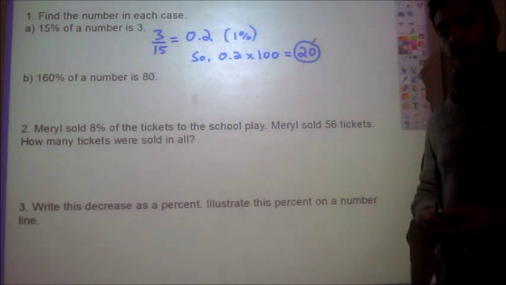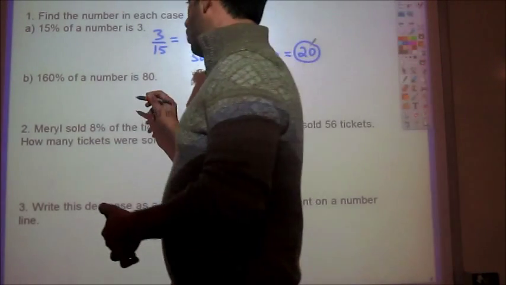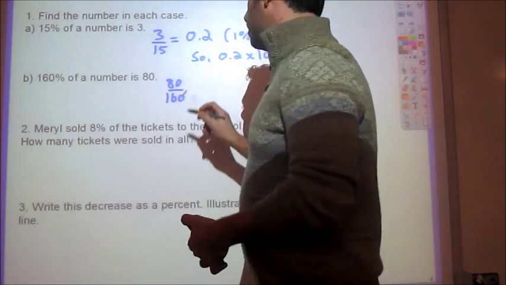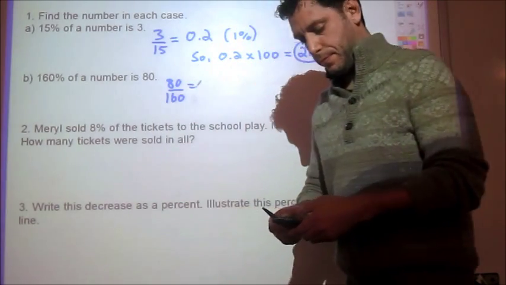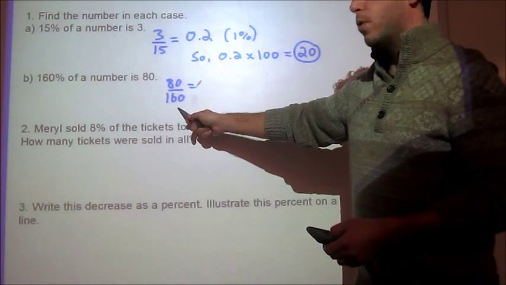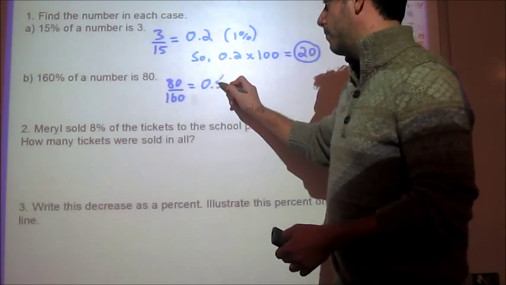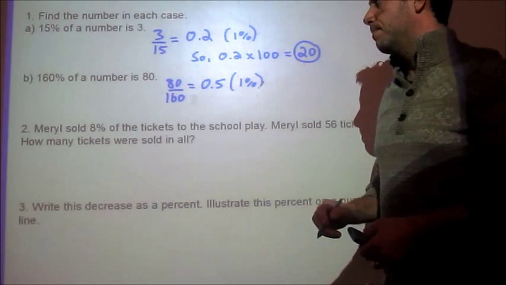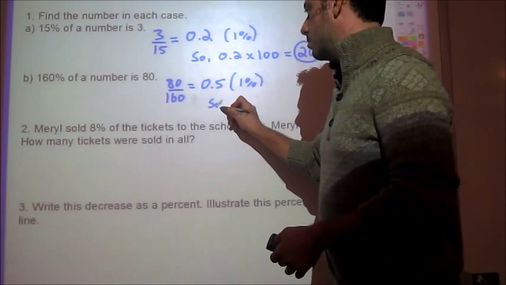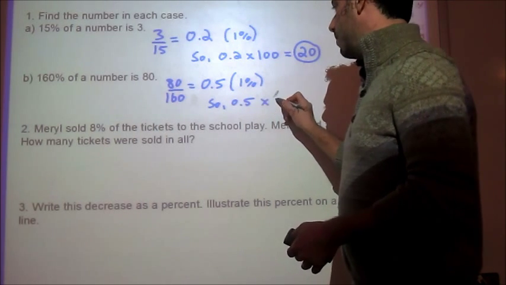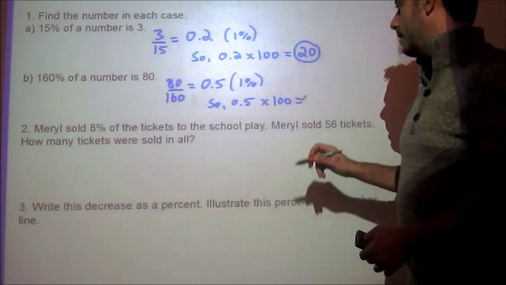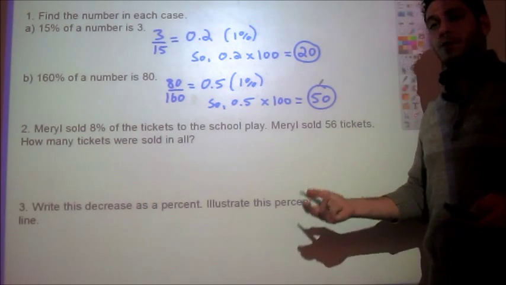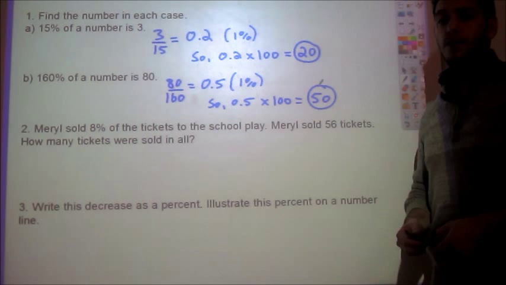How about 1b? 160% of a number is 80. What is that number? Well, we can use division to figure out what 1% of this number is. We're dividing 80 by 160. 80 is actually exactly half of 160, so this would be 0.5. So 0.5 is 1% of the number. So we can now take 0.5, multiply it by 100, and find out that the number itself is 50. Or 50 represents 100%, or the whole amount of the number.